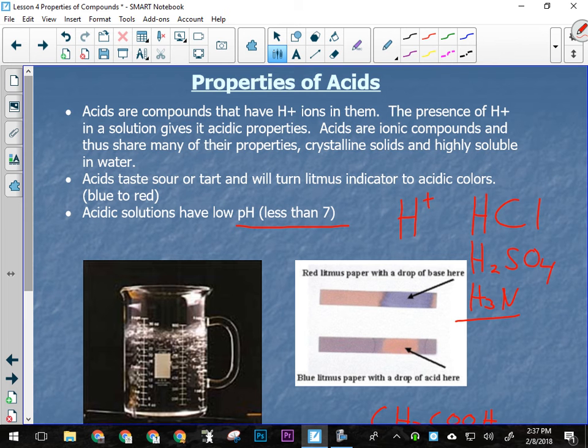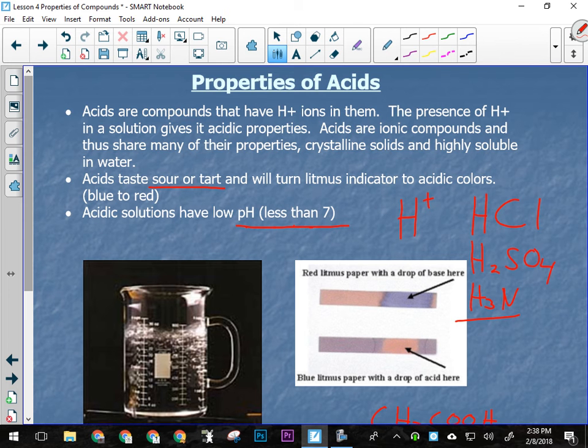Okay, acids taste sour or tart. We already said this is not a valid test in the lab. Yes, they're going to taste sour or tart, like a lemon or a lime, or something like that. But they are going to turn litmus indicators to acidic colors. Generally, that's red in color for anything that's acidic. All right, and they have a low pH, less than 7.